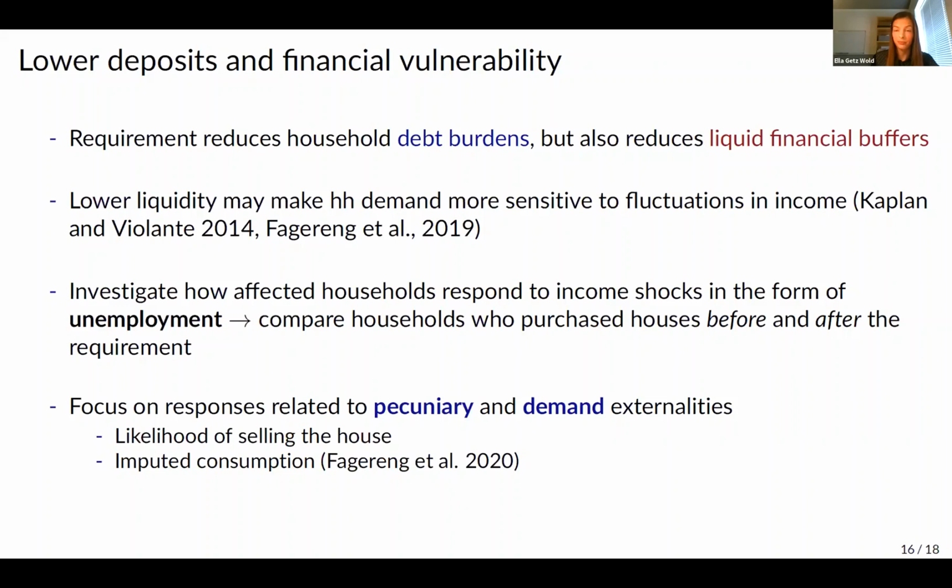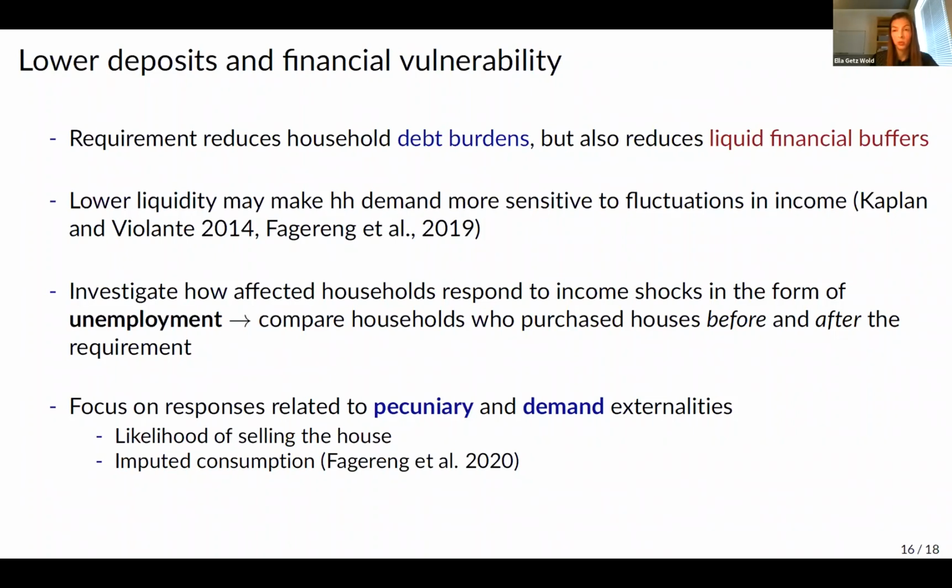in income. And so, motivated by this, we investigate how affected households respond to income shocks in the form of unemployment. So basically what we do is compare households who purchased a house right before and right after the regulation, and who then experience an unemployment spell. And we see how they react to that. We focus on outcomes related to pecuniary and demand externalities. So we look at the likelihood of selling your house when you become unemployed, and we look at imputed consumption.